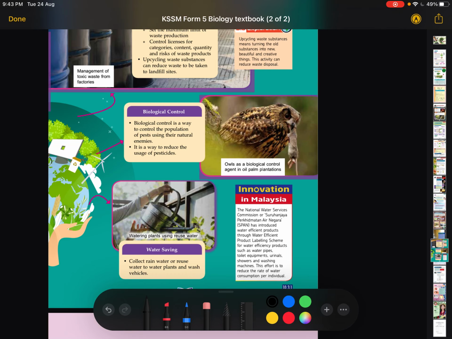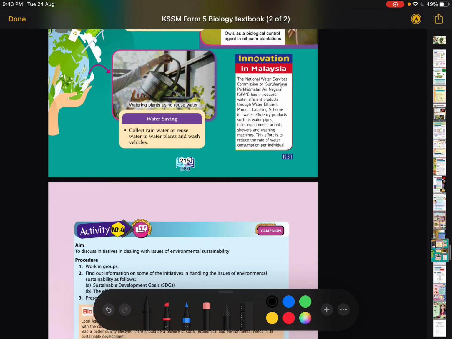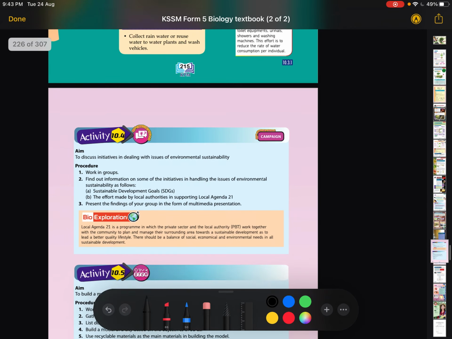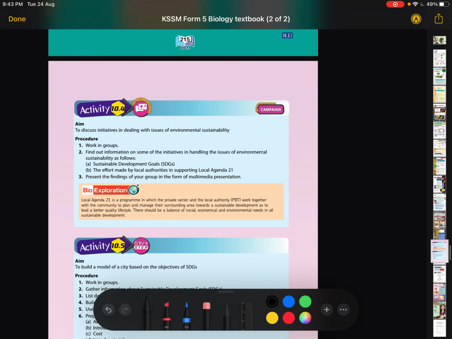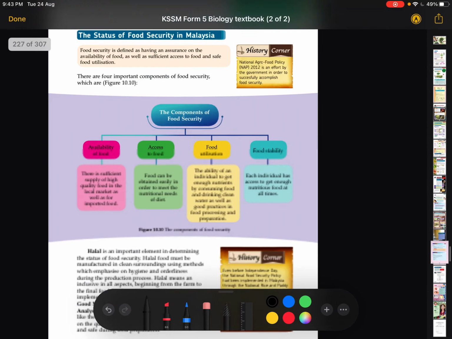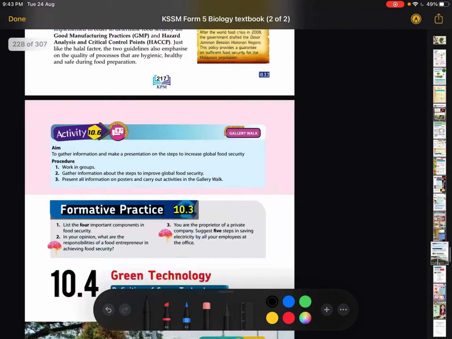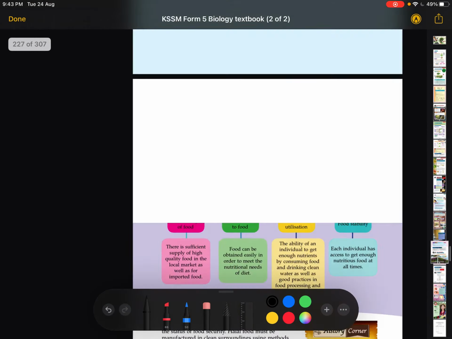Next is biological control. So instead of using pesticides, you use animals to control the population, like for example, using owls or using cats to kill rats. And then lastly is water saving. So save water lah. When you brush your teeth, turn off the tap when you're not brushing your teeth.